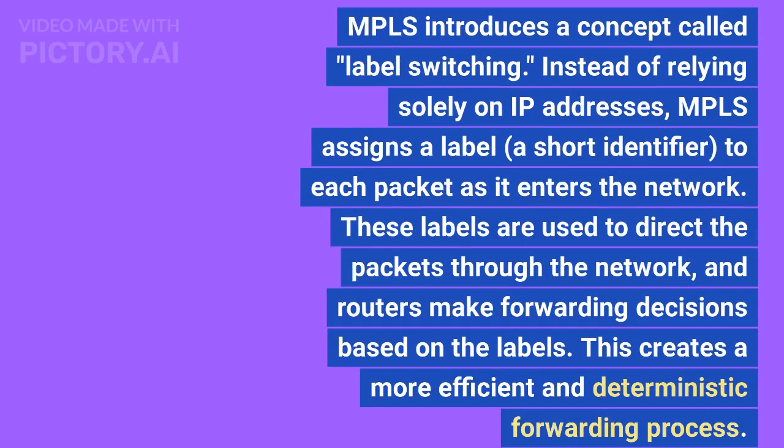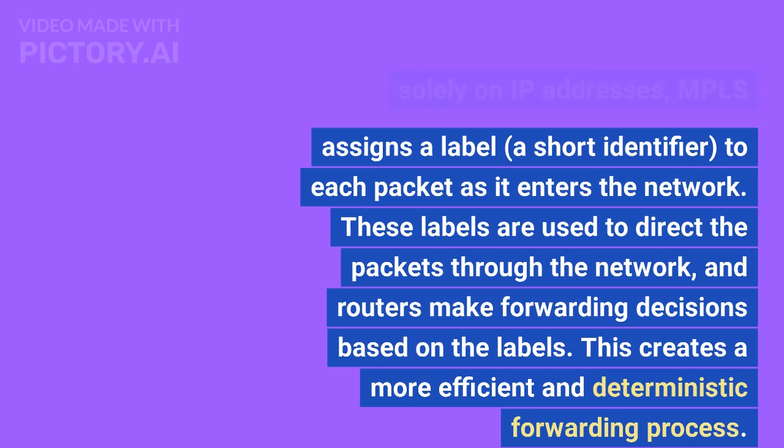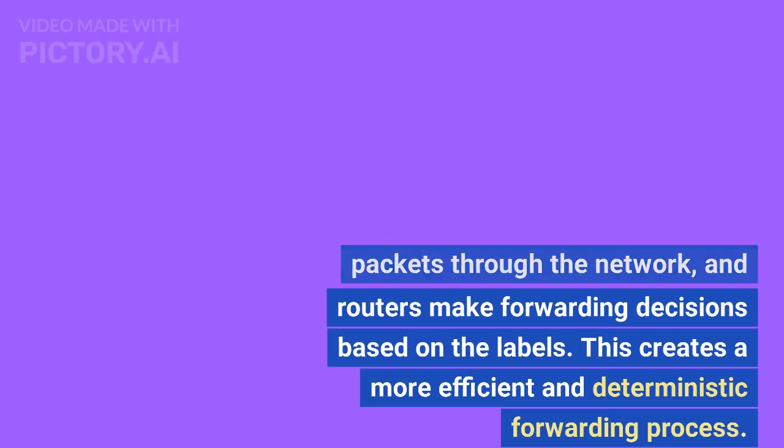MPLS introduces a concept called label switching. Instead of relying solely on IP addresses, MPLS assigns a label, a short identifier, to each packet as it enters the network. These labels are used to direct the packets through the network, and routers make forwarding decisions based on the labels. This creates a more efficient and deterministic forwarding process.